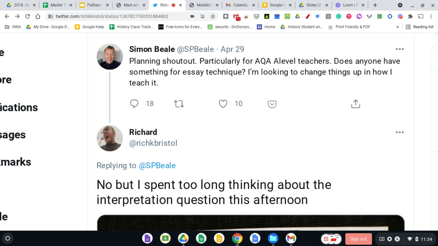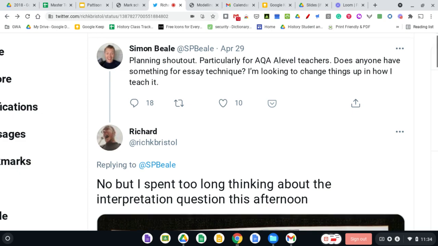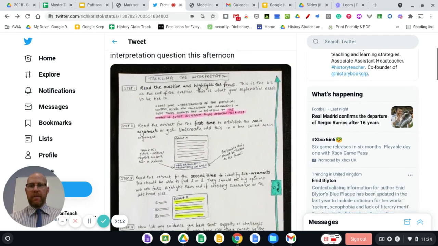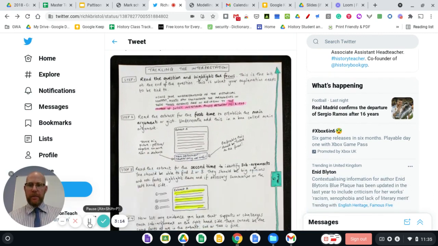And I go back to two very, very good history teachers, Simon Beale and Richard Kennett, and this exchange, which I saved on Twitter because I knew and suspected that it'd be something that I'd need to look at further down the line, which is about how to approach the technique of engaging with these types of questions. So the technique that I wanted to follow is this from Richard Kennett.